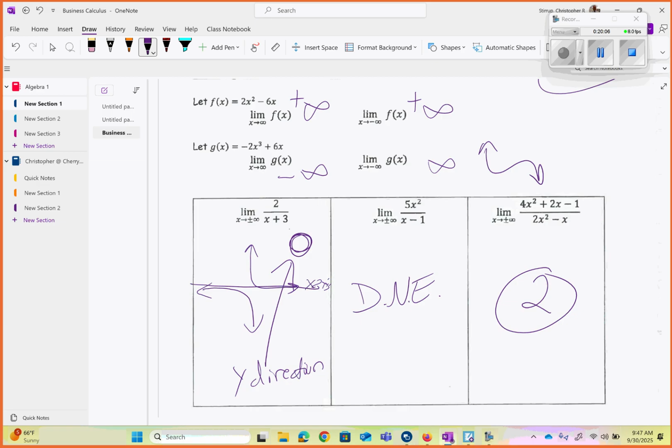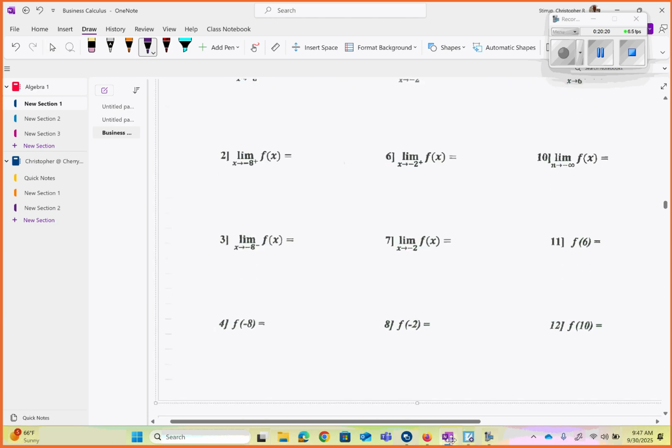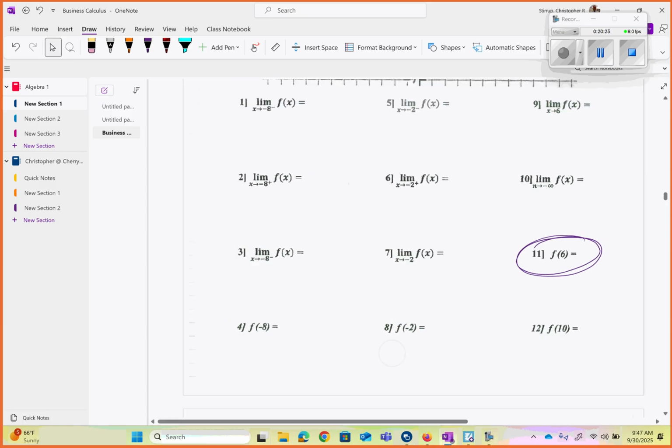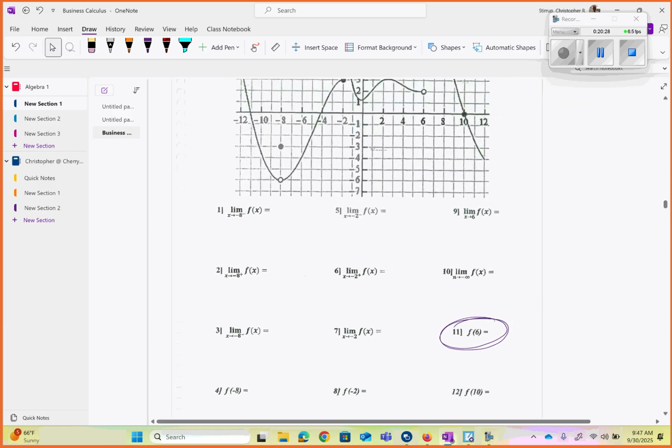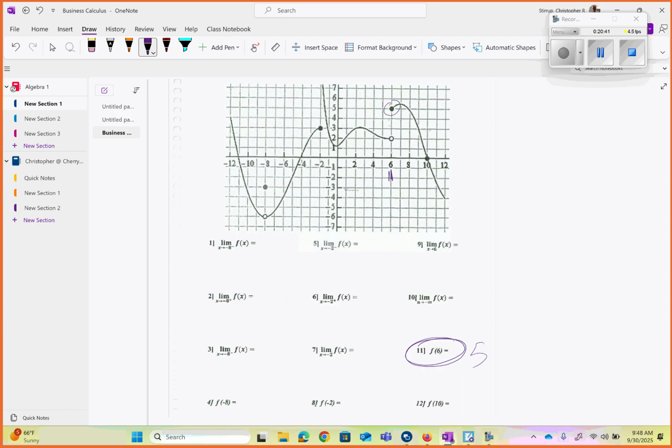Cool. All right. So, are you ready for me for 10 problems? Okay. So I want you to work on this, but I want to do one of them. I'm going to do this one right here. Number 11, f at 6. So if I do f at 6, I'm going to look at this 6 right here, and I'm going to come up to wherever I have a solid dot, which is right here. So f at 6 is equal to 5. This is where f at 6 is at.